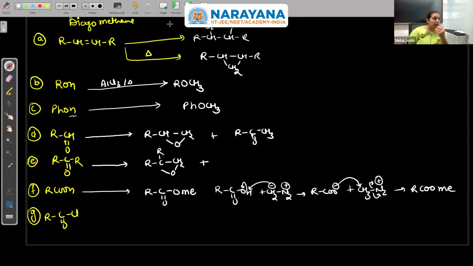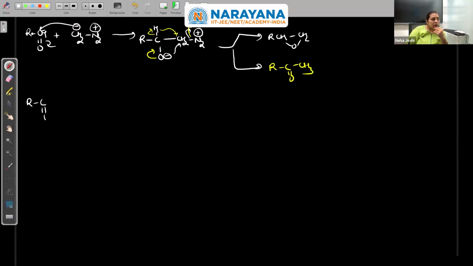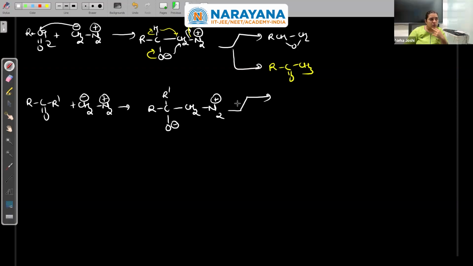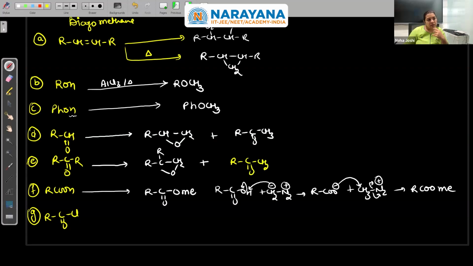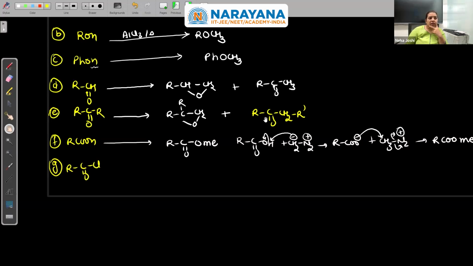Whereas if it is a ketone and I do the same exercise, RCOR dash plus CH2 minus N2 plus, then R dash O minus CH2N2 plus forms. In the same way N2 goes, O minus attacks, so RCR dashCH2O is the epoxide. The other possibility is that when N2 goes, whichever group's migratory aptitude is better shifts. So you have a ketone, but one carbon is increased. That depends on migratory aptitude: whichever has higher migratory aptitude will be the one shifting.